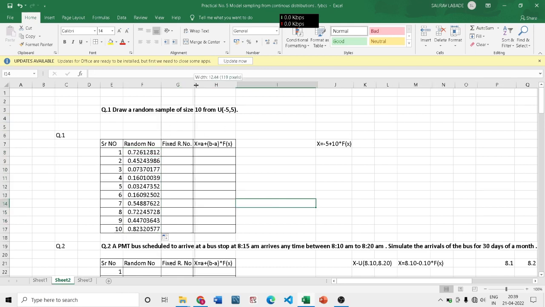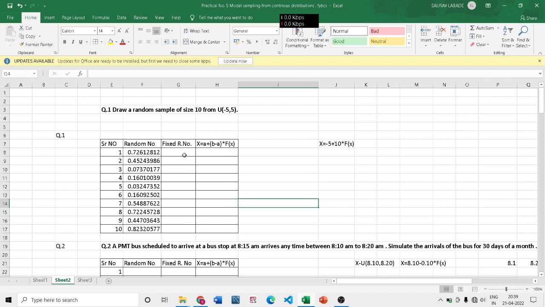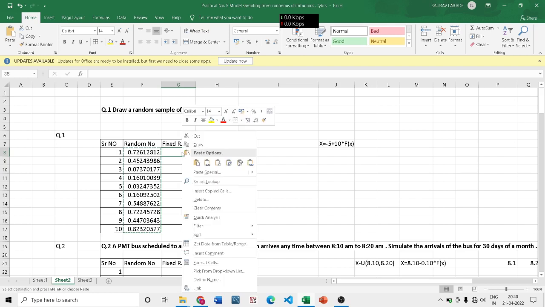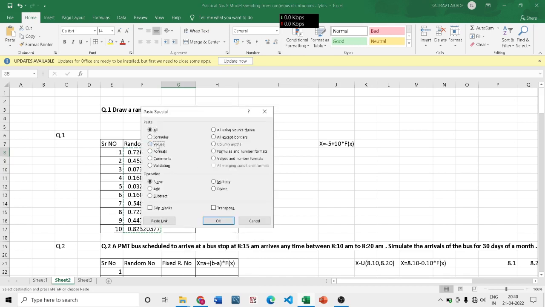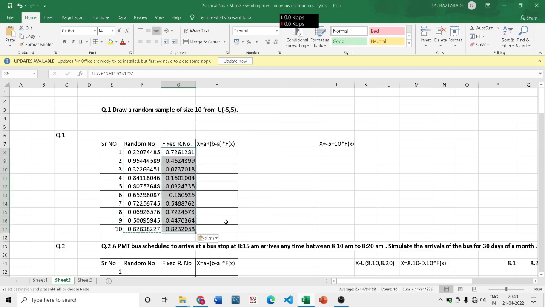Now here we have to fix these random numbers. To fix them, we will copy all the random numbers, and for pasting, we right click and go to the option Paste Special, and from that we click on Values and then click OK. Now we got all the fixed random values. After that, this is your final random samples.